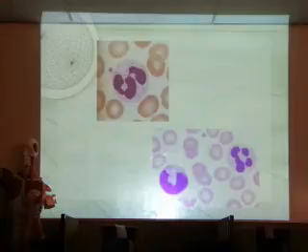This one here is probably a band. It may be a mono, but you can see that this nucleus is not lobulated, so this is not a segmented form. But this one is a segmented form. This one is a segmented form. Okay. Any questions so far?